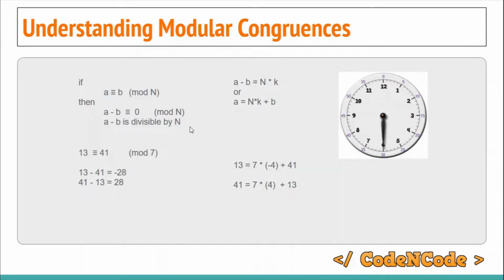So if two numbers are congruent to each other, you can write a equals n times k plus b, where n is the number under which we are working, or n is the number with which we are taking modulo. So this is an important equation, just remember that. If a and b are congruent, they can be written in this form: a equals nk plus b.